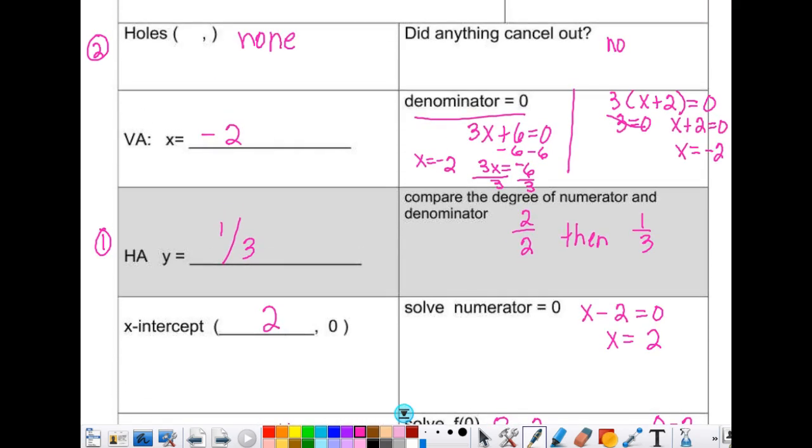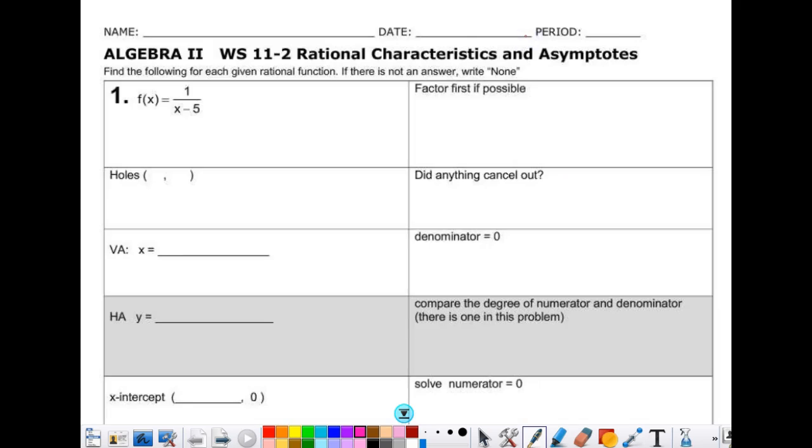Okay, so now let's look at your worksheet, which I'm going to pass around to you. Let me see if I can figure out how to pause this thing here.